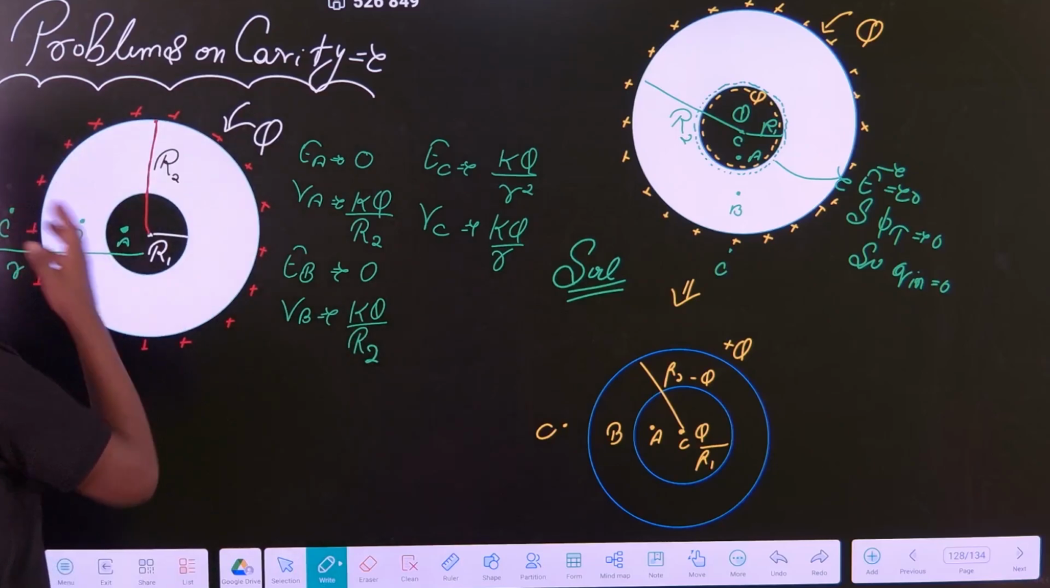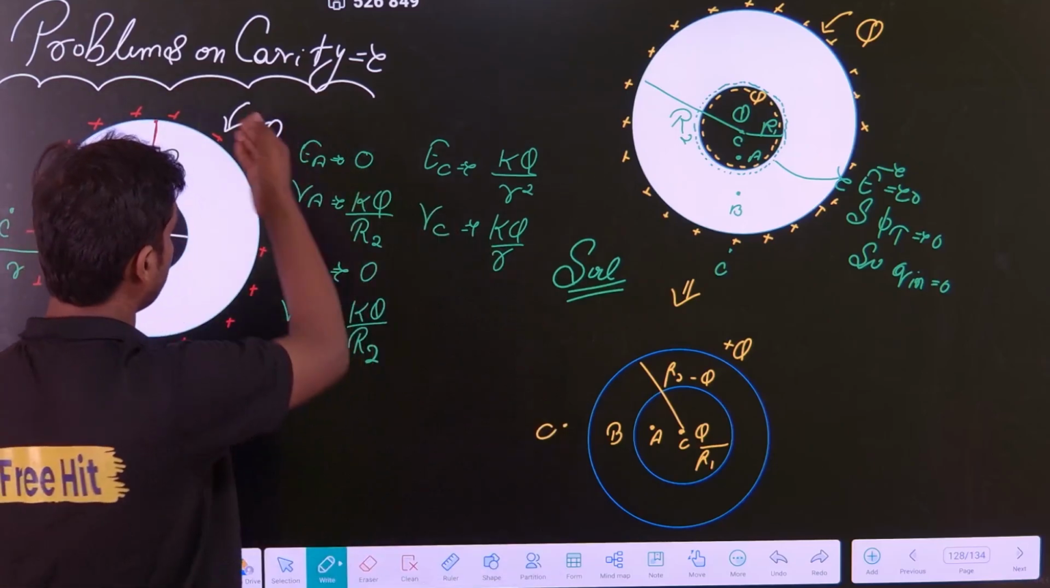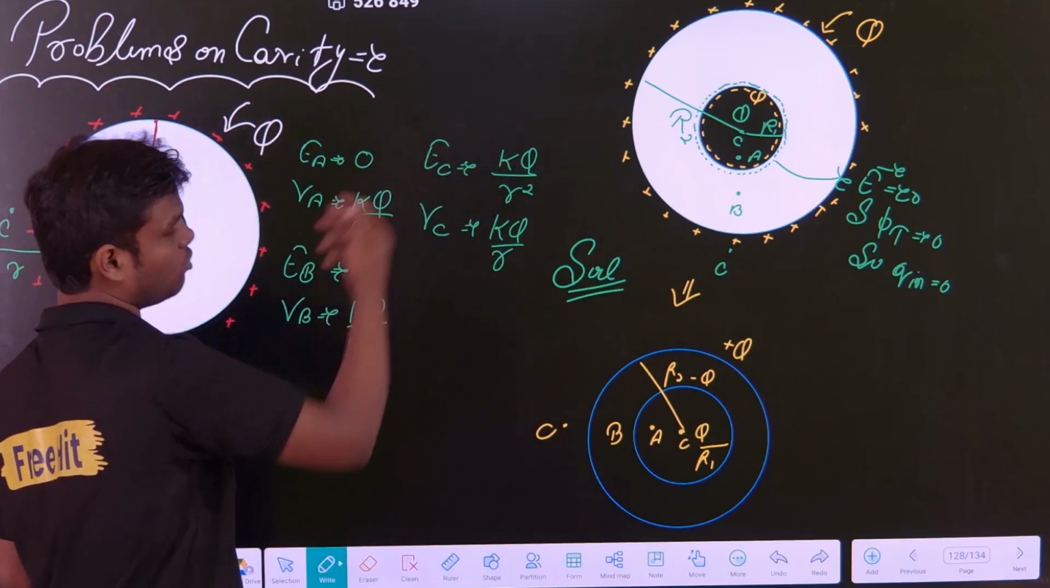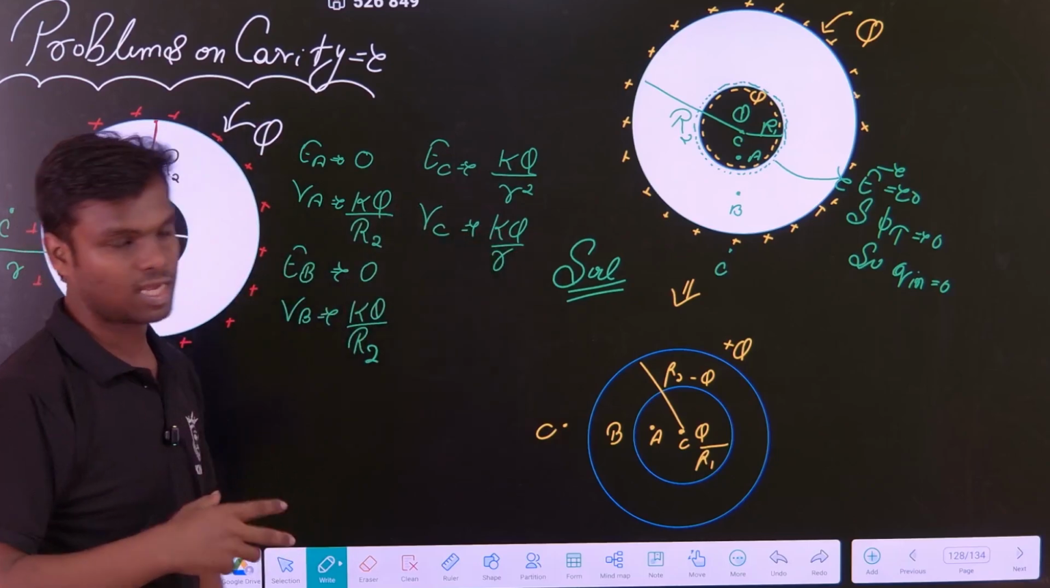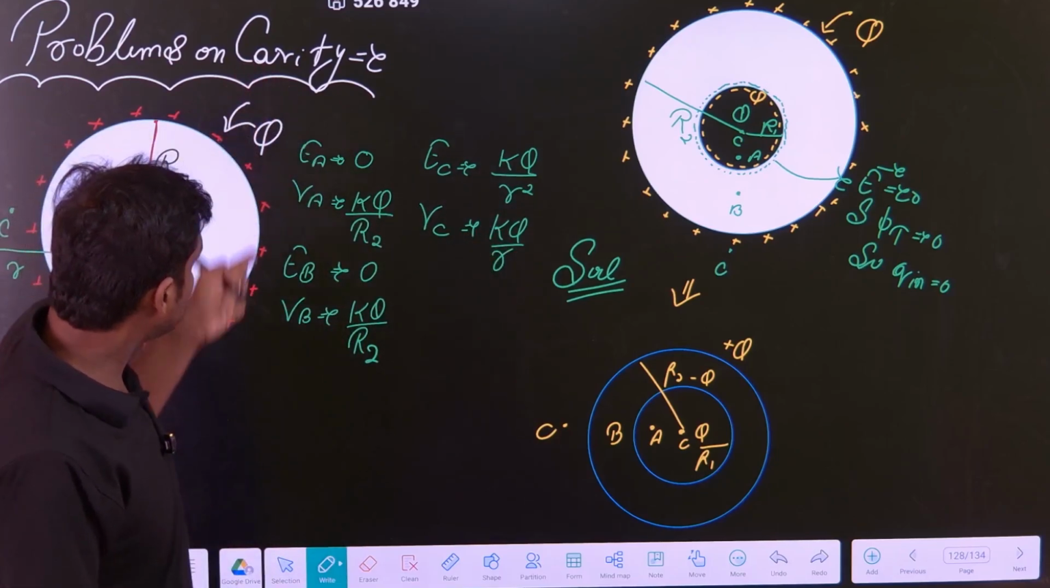Then we come to the C point. C point is a very easy point. For that, due to the charge Q, the electric field will be KQ by R square, and the potential will be KQ by R, that we know. So that is the concept for this.